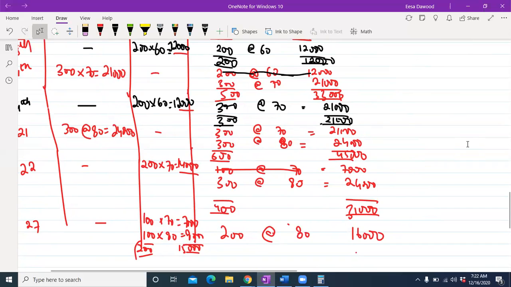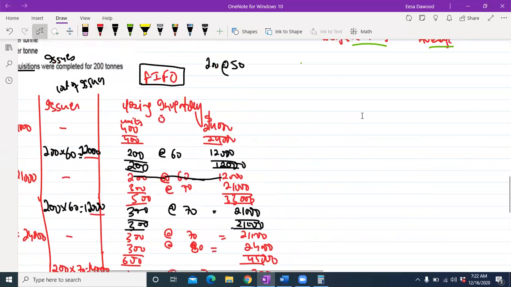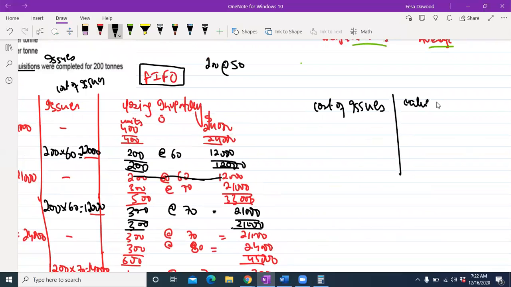So let's make a table here and start reporting cost of issues. Under each of the methods, the cost of issues and value of closing inventory would be different. We're just going to record it for each one of these methods. FIFO method we just did. Now we're going to do LIFO, and then weighted average, cumulative weighted average, and then periodic weighted average. So what is the cost of issues?